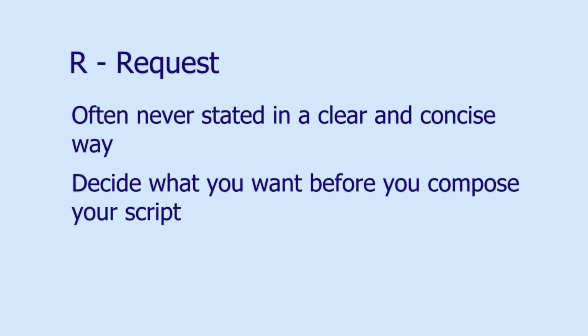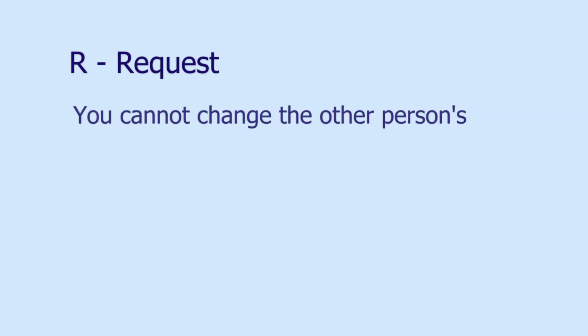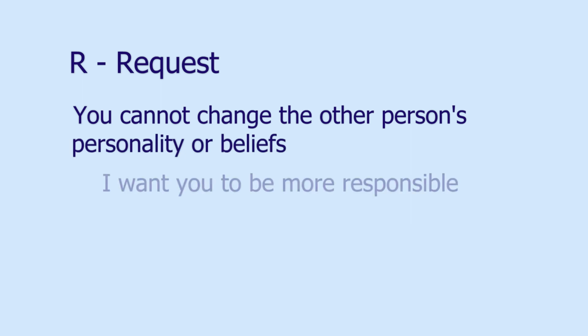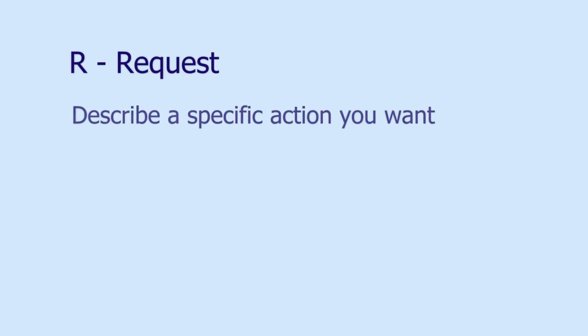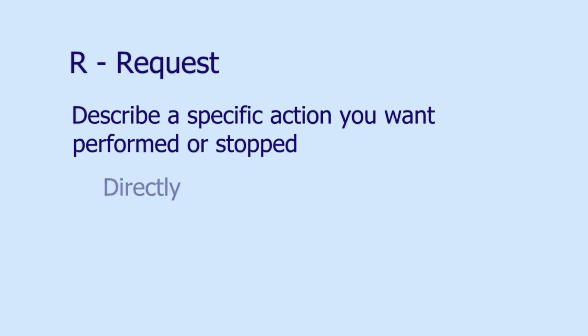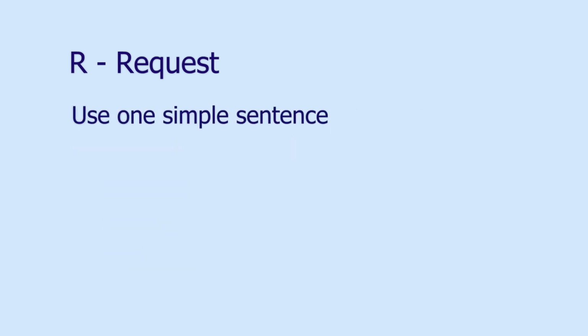As you develop your request, keep in mind that you cannot change the other person's personality or beliefs. Statements like, "I want you to be more responsible," or "I want you to be more considerate," are meaningless. Instead, describe a specific action you want performed or stopped. Do this as directly, clearly, and explicitly as you can. The clearer and more specific you are, the more likely you are to succeed. Again, do this in one simple sentence.